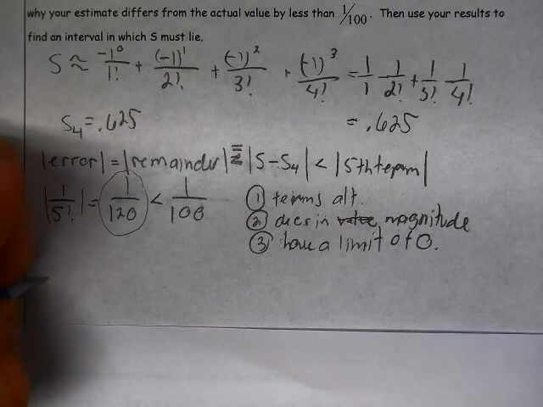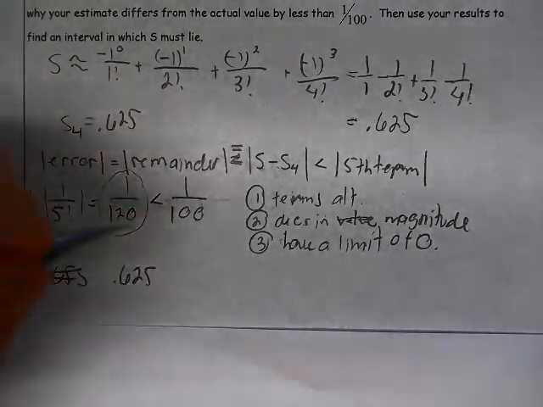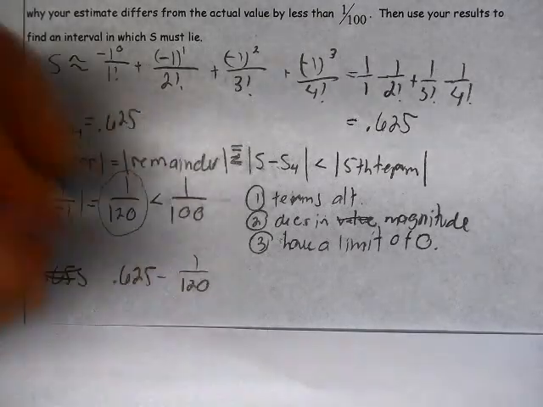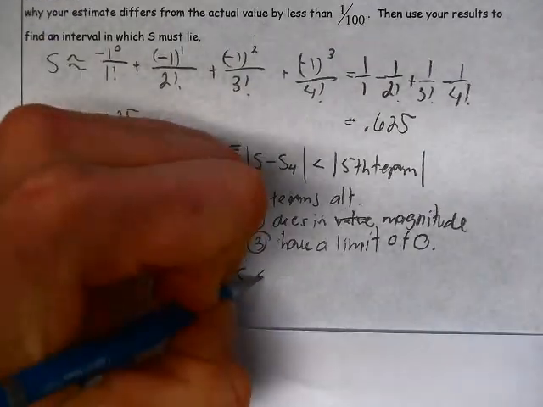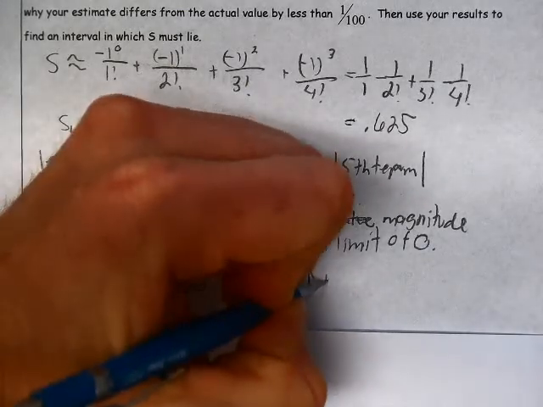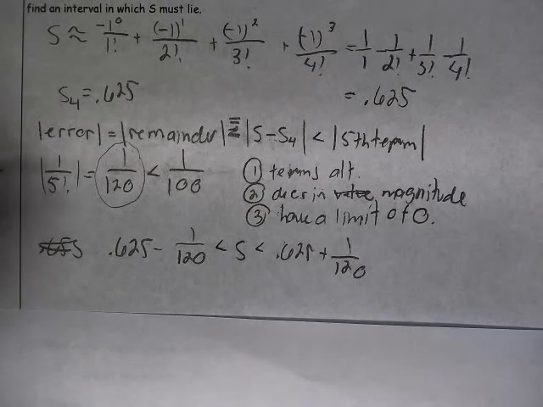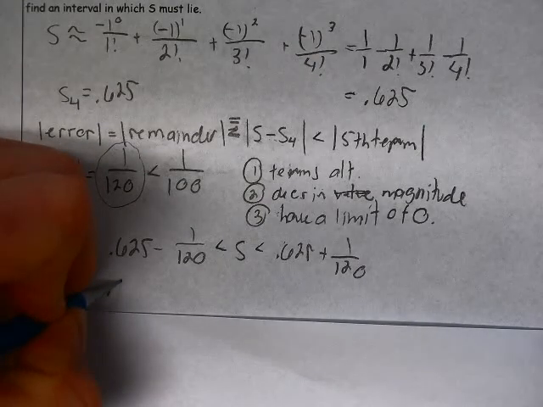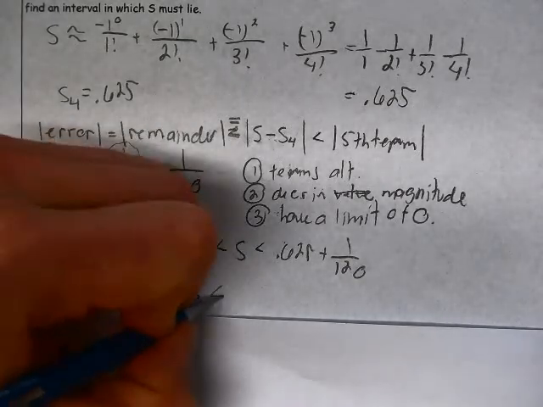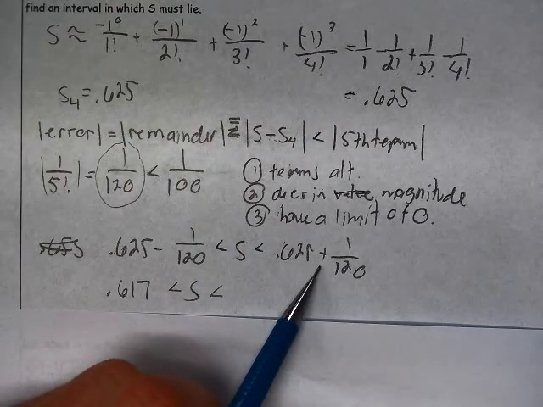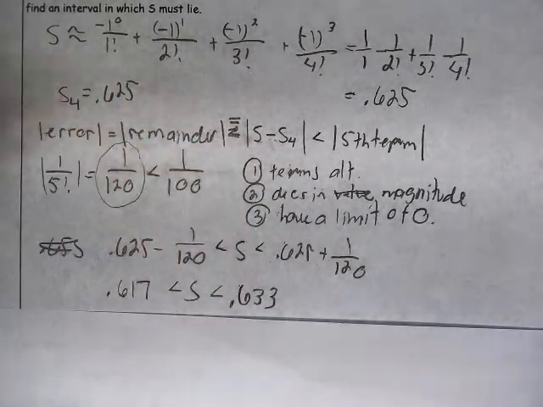Right, so if I take that 0.625 and I subtract 1 over 120th, my true sum is going to be between there and 0.625 plus 1 over 120. Alright, so the interval that I know the true sum falls within, I know the true sum is going to be somewhere between 0.617, which is what I get here, and when I add 1 over 120th, I get 0.633.